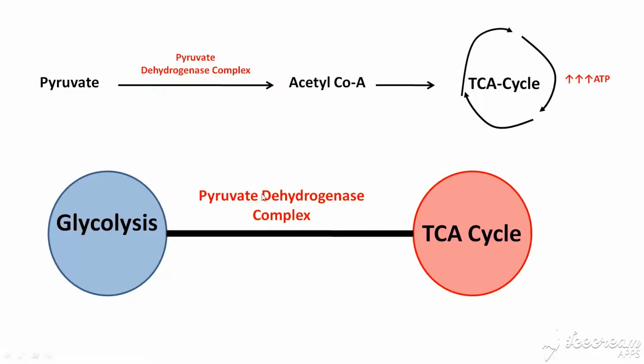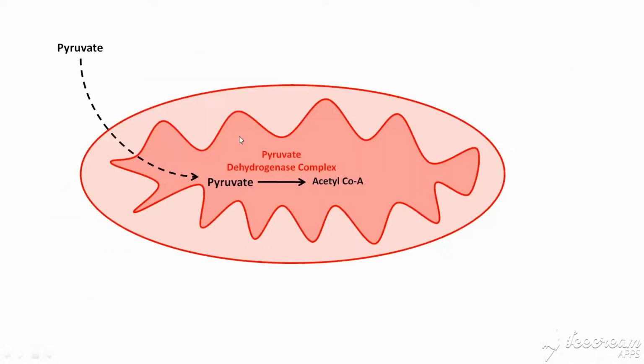So basically, the pyruvate dehydrogenase complex is the stepping stone or the connection between glycolysis and the TCA cycle. During the process of glycolysis, we get pyruvate, and this is going to happen in the cytosol. The first step is going to be the transportation of pyruvate into the mitochondria, and inside the mitochondria is where pyruvate dehydrogenase complex is active. And of course, it's going to convert it to acetyl-CoA, where it could enter the TCA cycle.